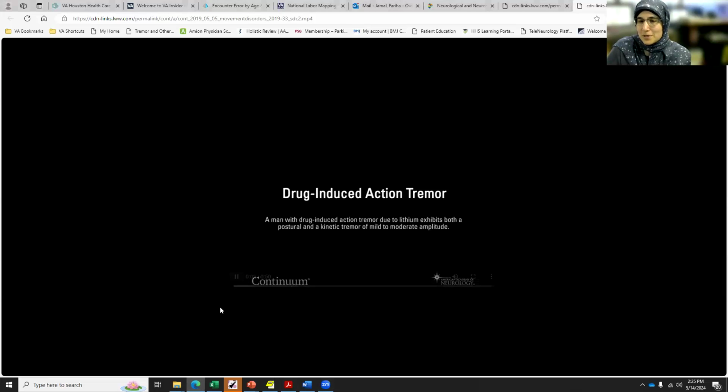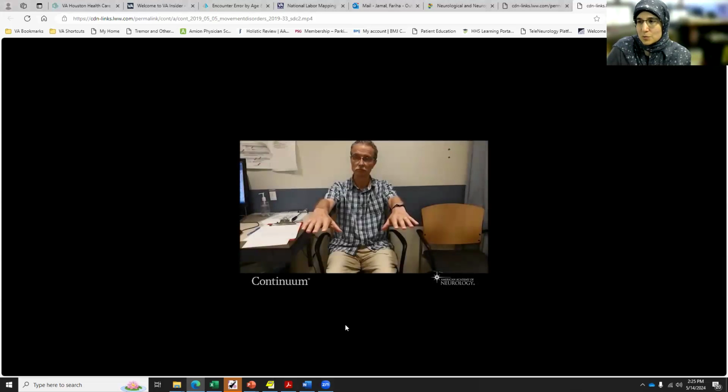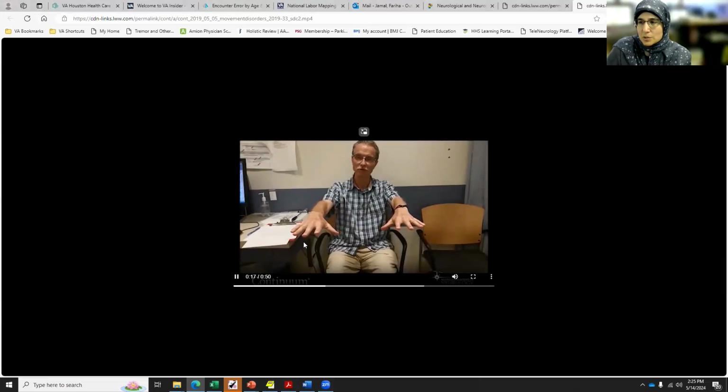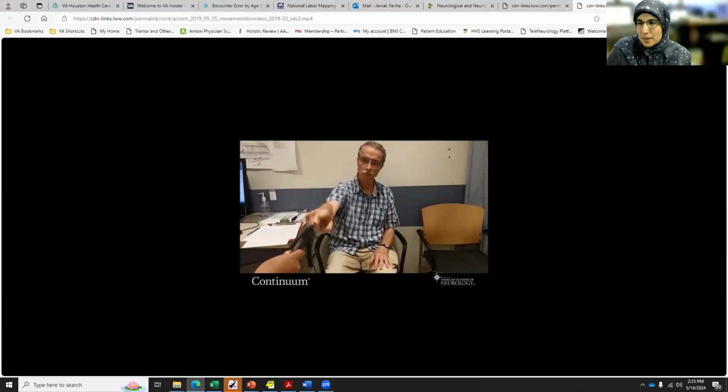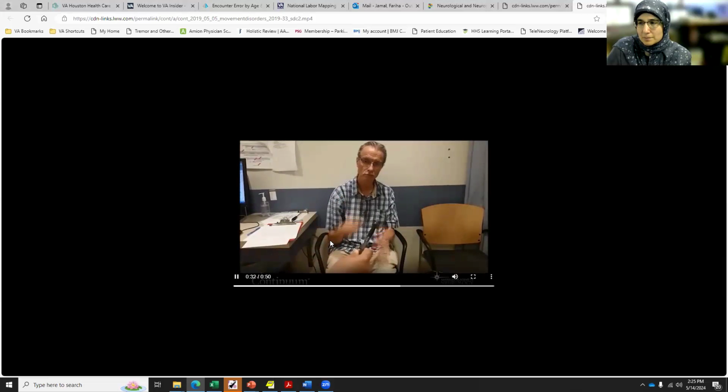All right, so this is drug-induced. A gentleman who has been taking the medicine lithium, which is used for bipolar disorder. And we see some very fine shaking in his hands, a little bit more so on the right side. It's present predominantly in the fingers. And then when he's holding his arm sideways, you see it as well. And then when he is approaching the pen, you can see the movement again.